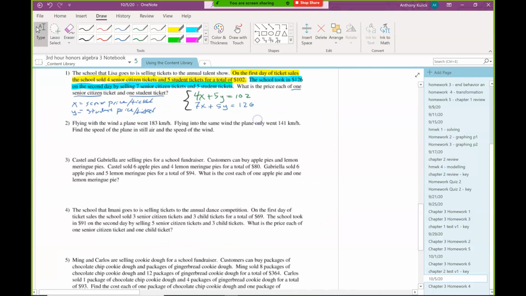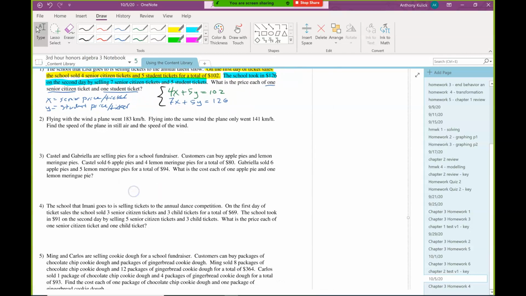Well, skimming through here, 2 maybe sounds like the next most interesting one because it's maybe not super obvious, since it's so brief. It says flying with the wind, a plane went 183 kilometers per hour. Flying into the same wind, the plane only went 141 kilometers per hour. Find the speed of the plane in still air and the speed of the wind. So, how many things are we looking to solve for here? 2. What are they?